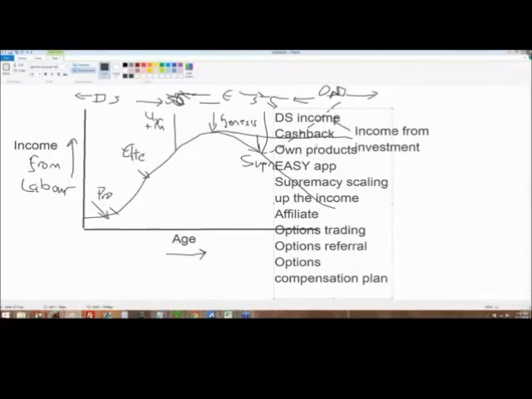So what we're doing here is basically we're going to have options kick in, which is going to be your investment income at this point. It's going to be your constantly growing income from trading and a second affiliate income stream as well. And just to tease you guys, this is not the end of it. There is more beyond that we will probably announce next year around this time as well.